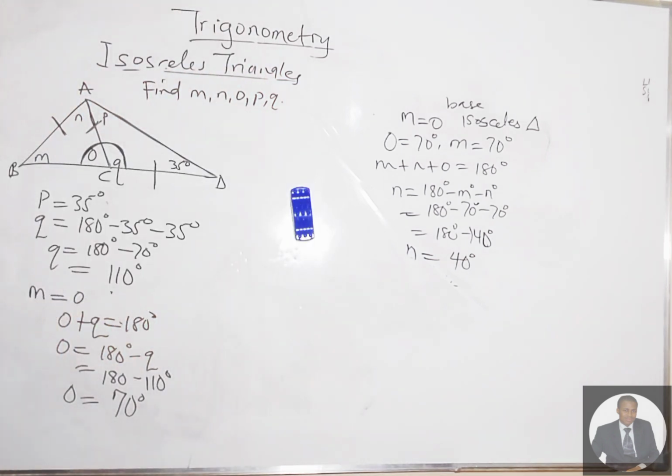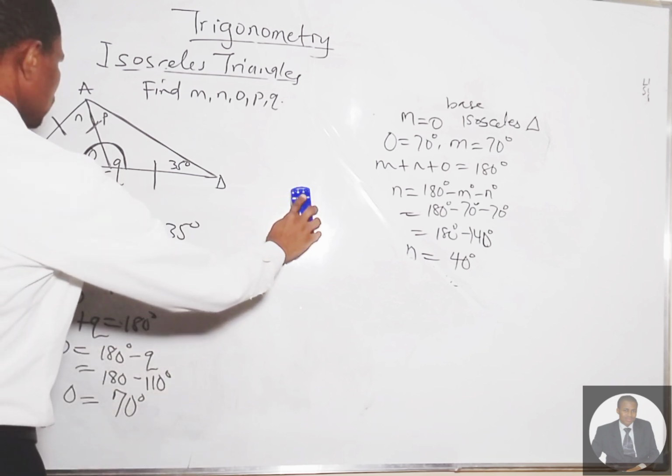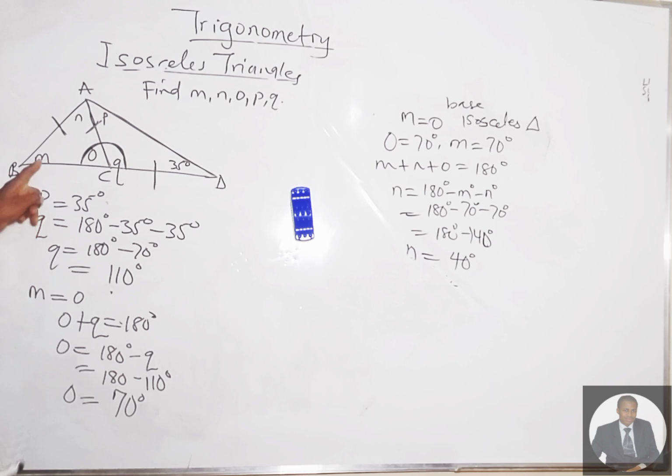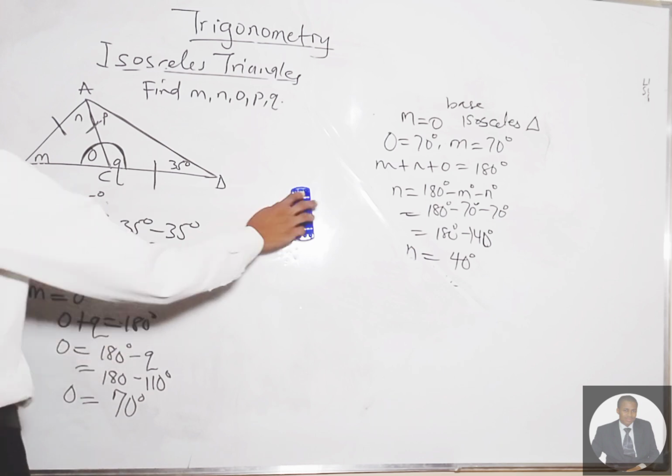Even though we are given just one degree out of this, since it is an isosceles triangle, we can get all the other angles that are required. So we found M and N and O. M and O are equal because of an isosceles triangle. 35 is equal to P because they are angles of a base of an isosceles triangle.